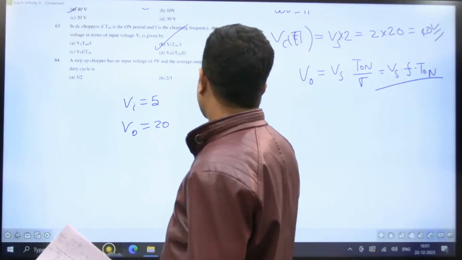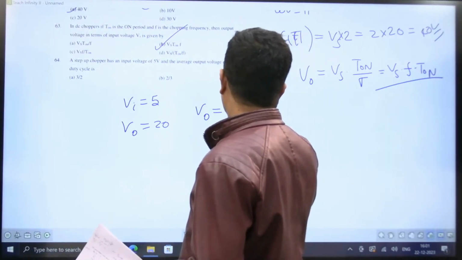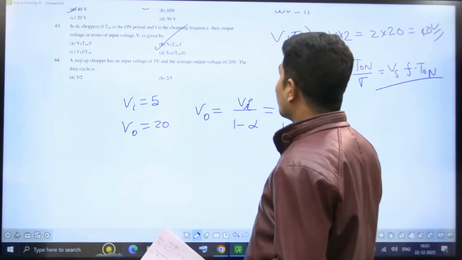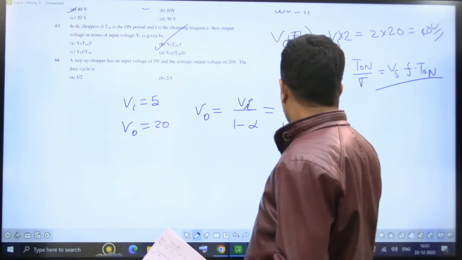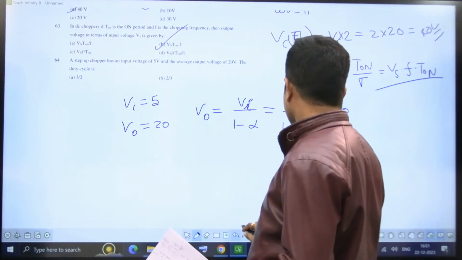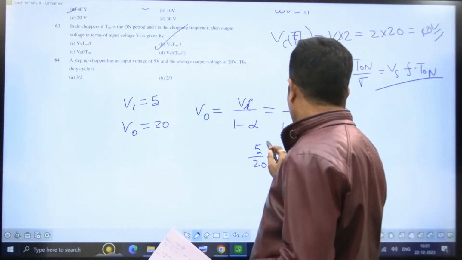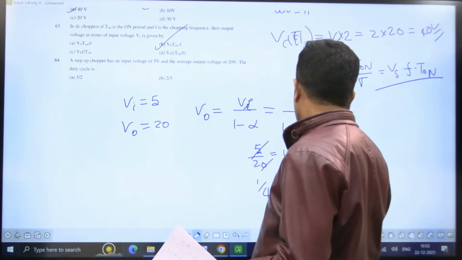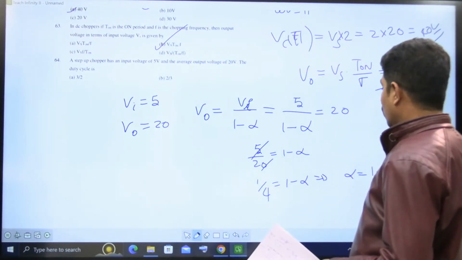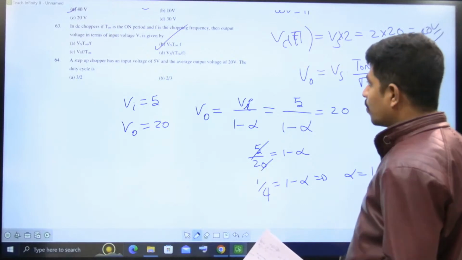Then the duty cycle is, what is the formula? V naught is equal to Vi by 1 minus alpha. Input voltage by 1 minus alpha. How much is the input voltage? 5 by 1 minus alpha. I want to find V naught. How much is V naught? 20. So 5 by 20 is equal to 1 minus alpha. It is 1 by 4 is equal to 1 minus alpha. That implies alpha is equal to 1 minus 1 by 4. How much is it? 3 by 4. Option is 3 by 4.